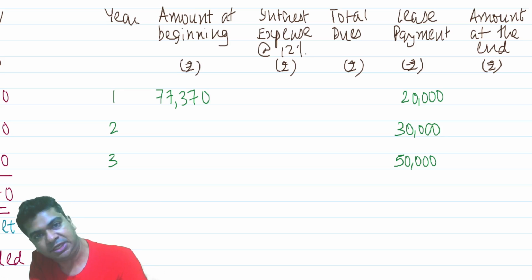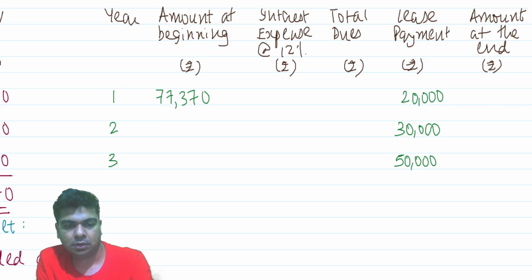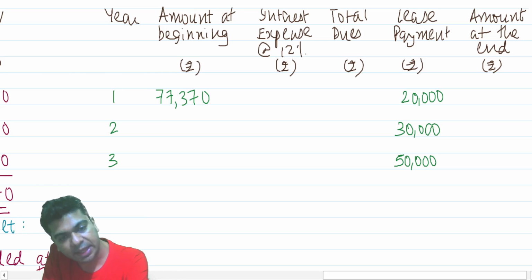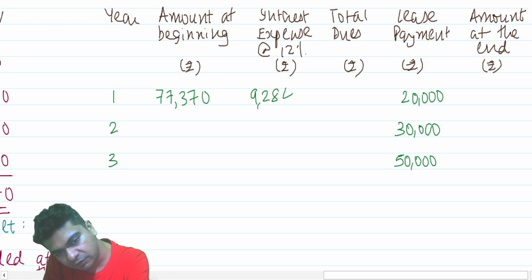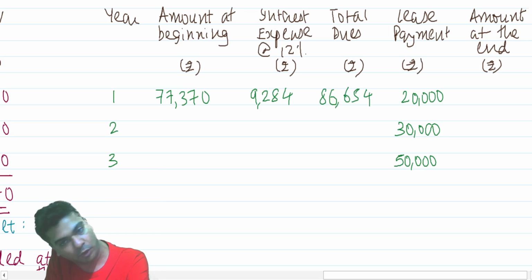If you are still writing till here, just pause the video here. So 77,370, I'm multiplying that by 12%. So I get 9,284. Total it is now 86,654. From that I deduct 20,000.